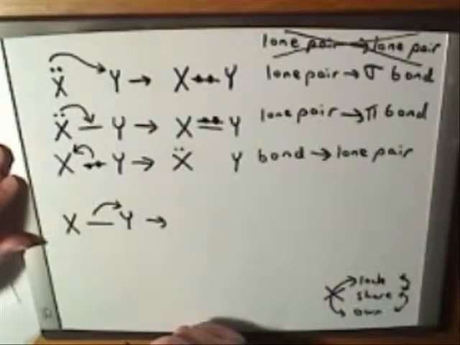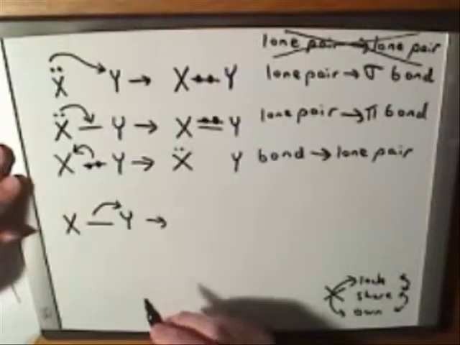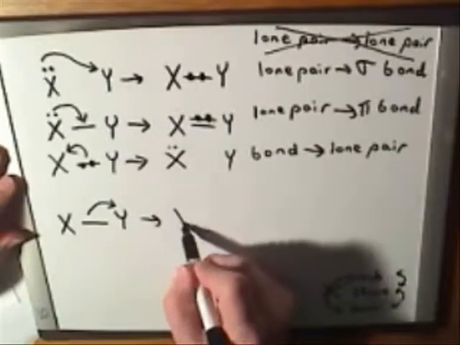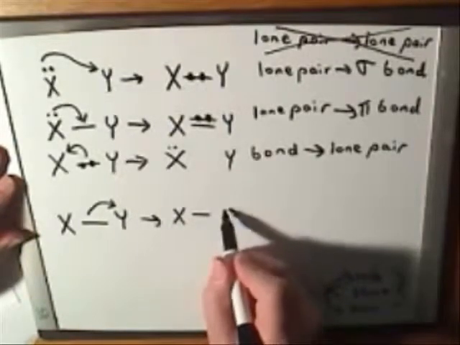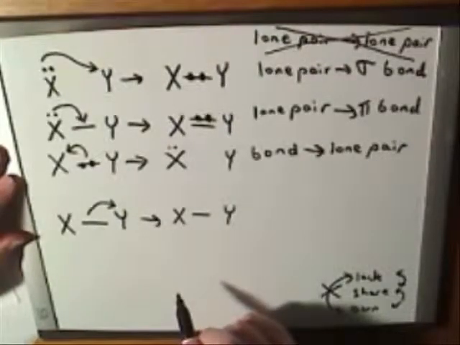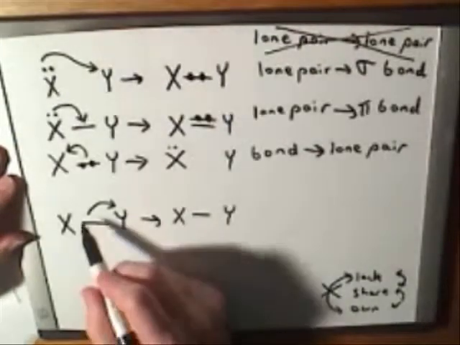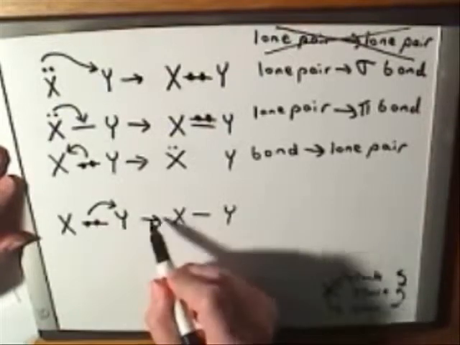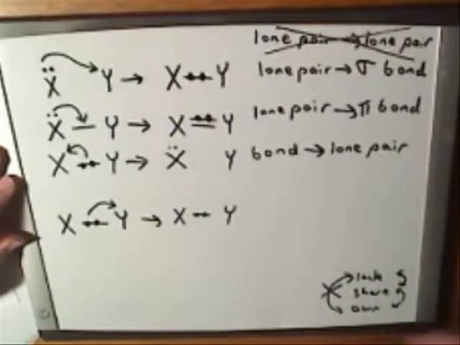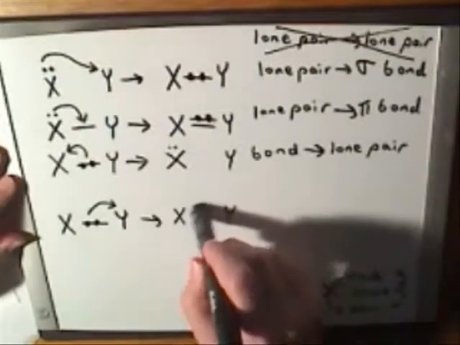Try this example. I hope that every time I present an example, you're pausing the video and giving that a shot. We can start by redrawing the starting materials. Where are the electrons coming from? Well, the tail is on this bond, so the electrons are coming from the pair of electrons in that bond. So I'll go ahead and erase the bond.